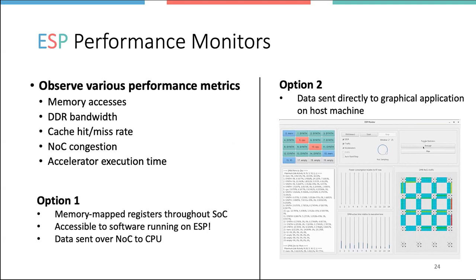The other option is to have the data sent directly over an Ethernet connection to a graphical application running on a host machine. The data can be viewed live through the GUI, and then detailed results are reported at the end of execution. This feature is optional, but can be enabled at design time through the ESP GUI.